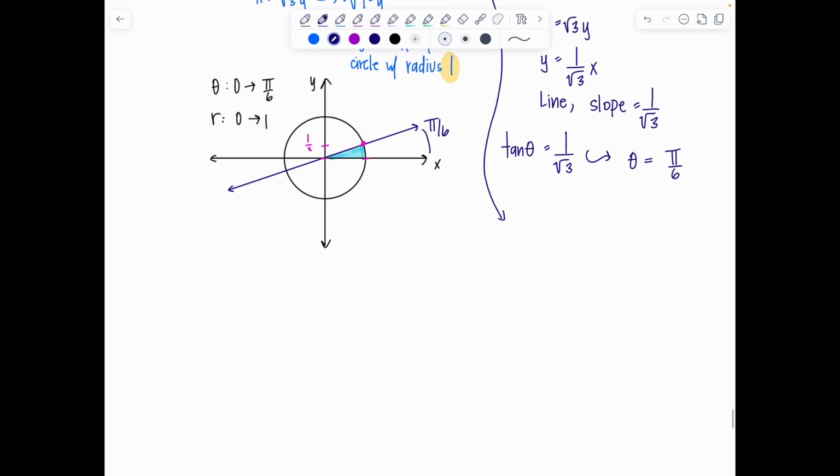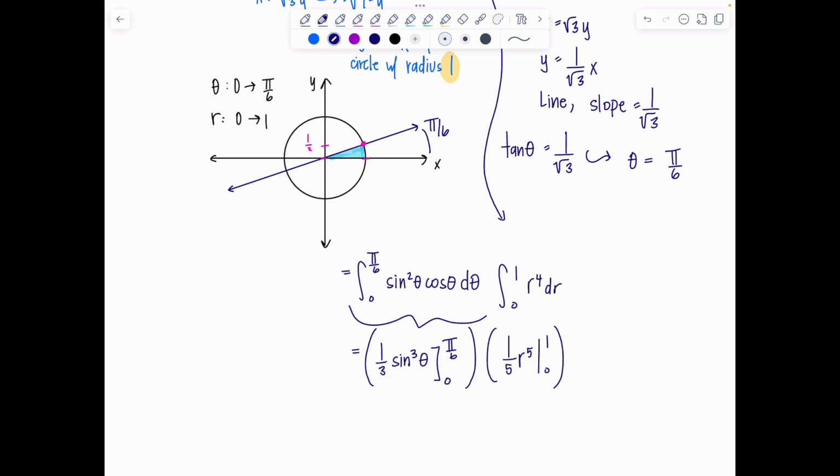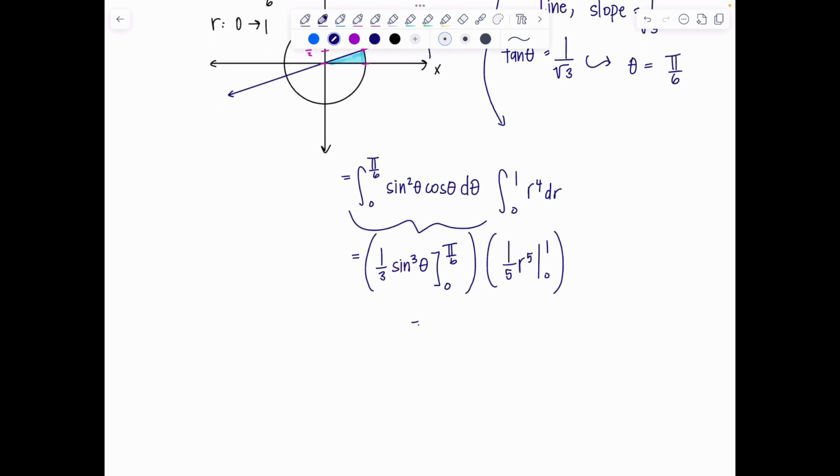So you can write your integral now as the integral from 0 to pi over 6 of sine squared theta cosine theta d theta times the integral from 0 to 1 of r to the 4th dr. That's an easy u sub. u is sine theta. There's my du staring at me in the face. So it's going to be 1/3 sine cubed theta evaluated from 0 to pi over 6. And then this is 1/5 r to the 5th from 0 to 1. And you should get 1 over 120.